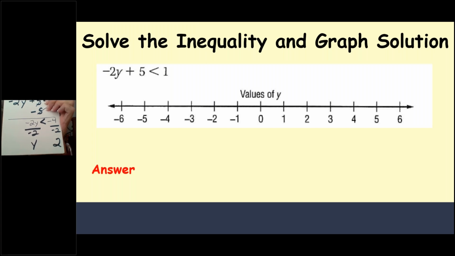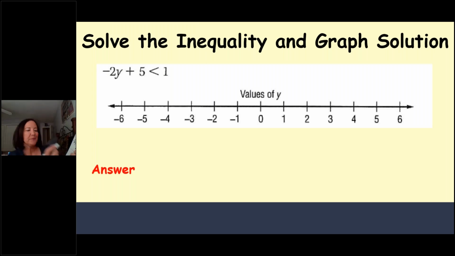But Tyleisha, remember how Danielle said a second ago, we had a negative with the variable. Oh, so you have to switch it. Okay. So instead of being less than, it would be greater than. It would be y is greater than 2.